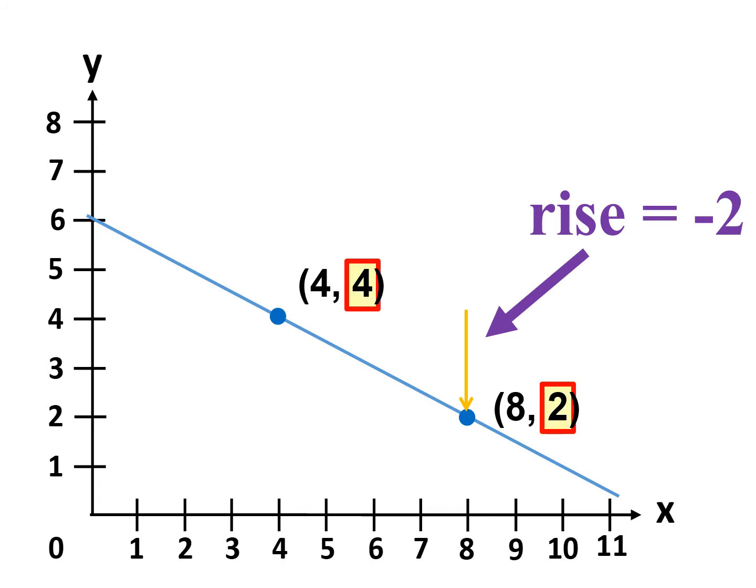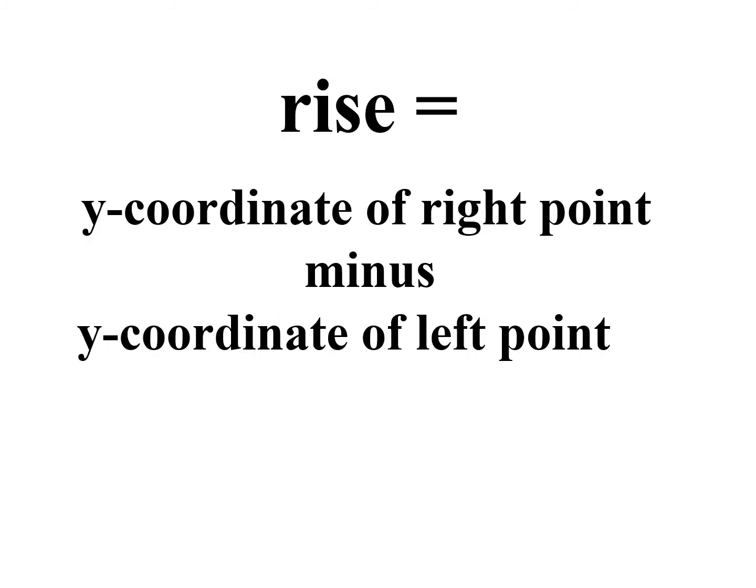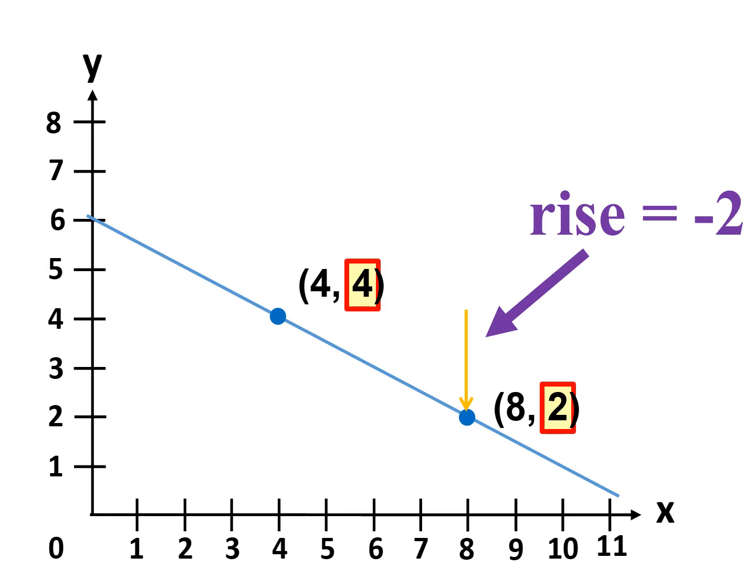We calculate the rise the same way as we always do, using the y-coordinates of the points. In this case, the y-coordinate on the left is 4, and the y-coordinate on the right is 2. The rise is equal to the y-coordinate of the right minus the y-coordinate of the left. So we'll be subtracting 4 from 2. Because 4 is larger than 2, we'll get a negative number. And that's what we want, because we know the rise here is negative.